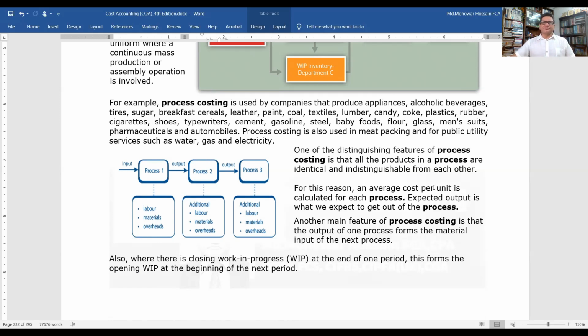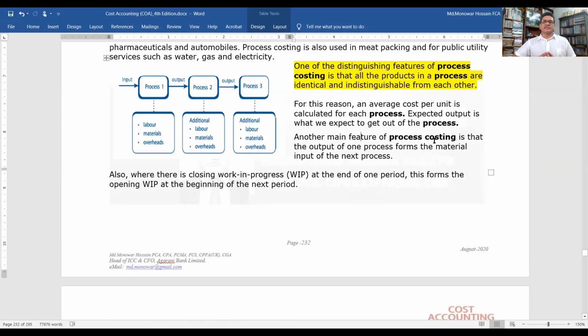One of the distinctive features of process costing is that all the products in a process can be identified. For this reason, the average cost per unit is calculated for each process, and expected output is what we expect to get out of the process.